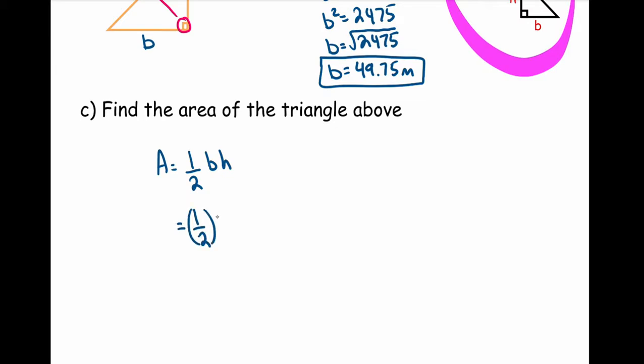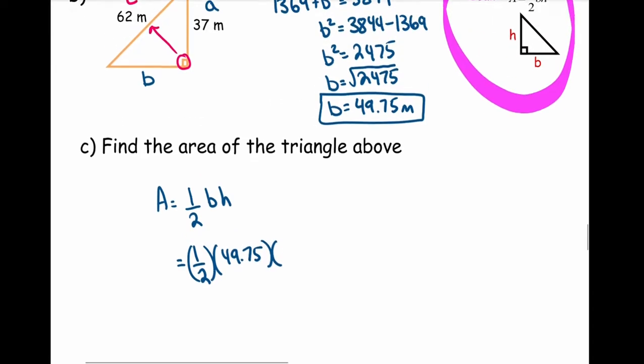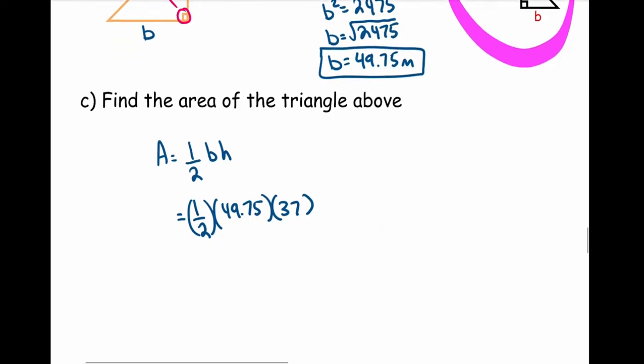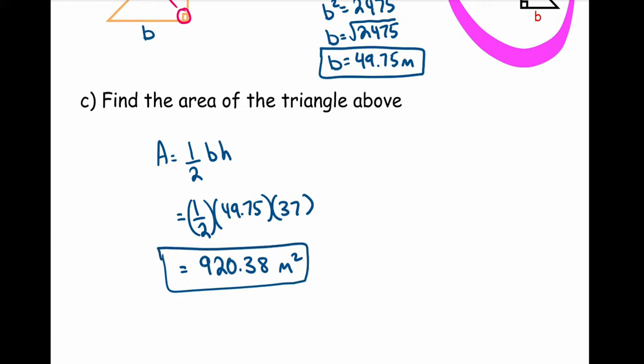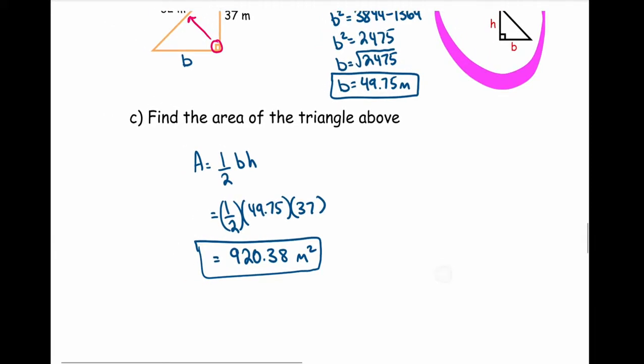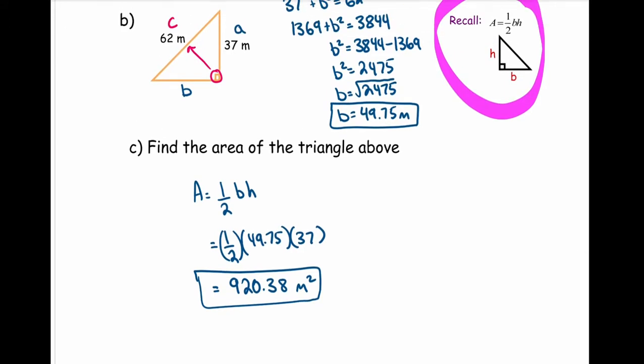So 1/2 times 49.75, which was my base, times 37, which was my height. All one calculation. So 1/2 times 49.75 times 37, 920.38 meters squared is my area. So that is the area of my triangle, and I found the missing side using Pythagorean theorem.